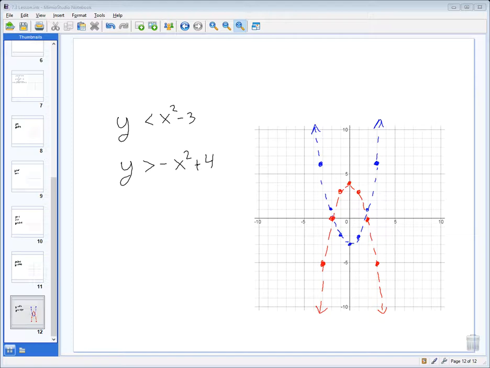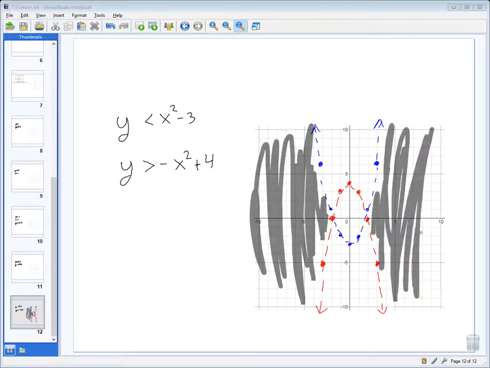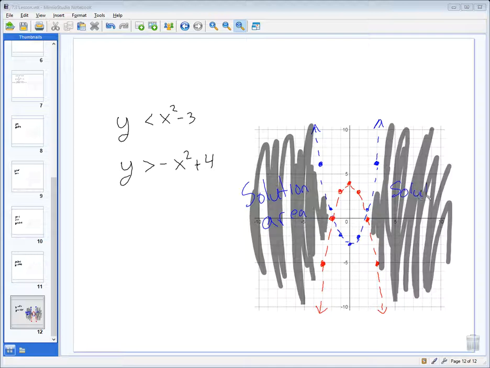So shading from both sections, we were less than the blue section, but greater than the red section. So it would be all of this area out here, and also all of this area out here. So these are your solution areas. Meaning that any point out here in the solution area would satisfy both of these equations for x and y.